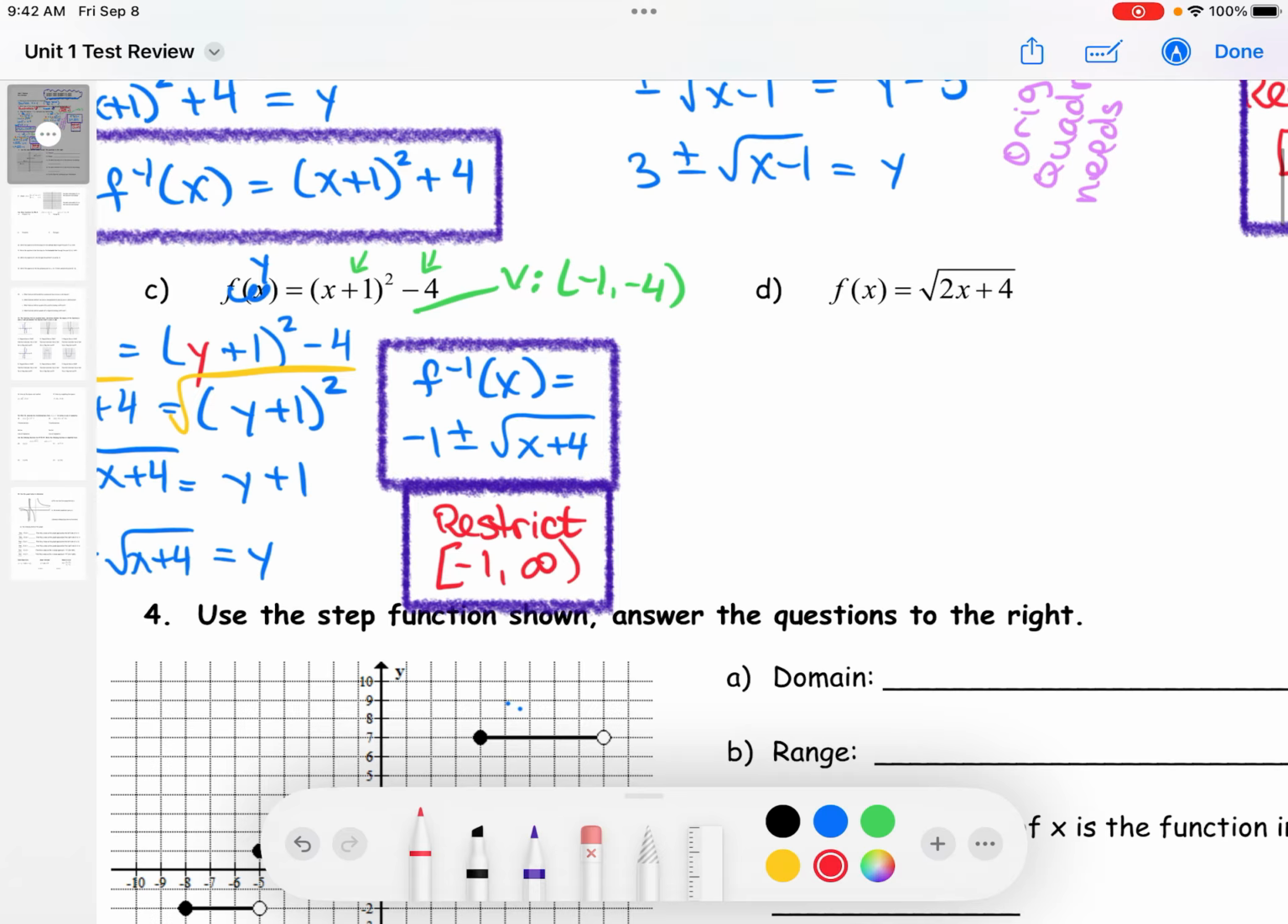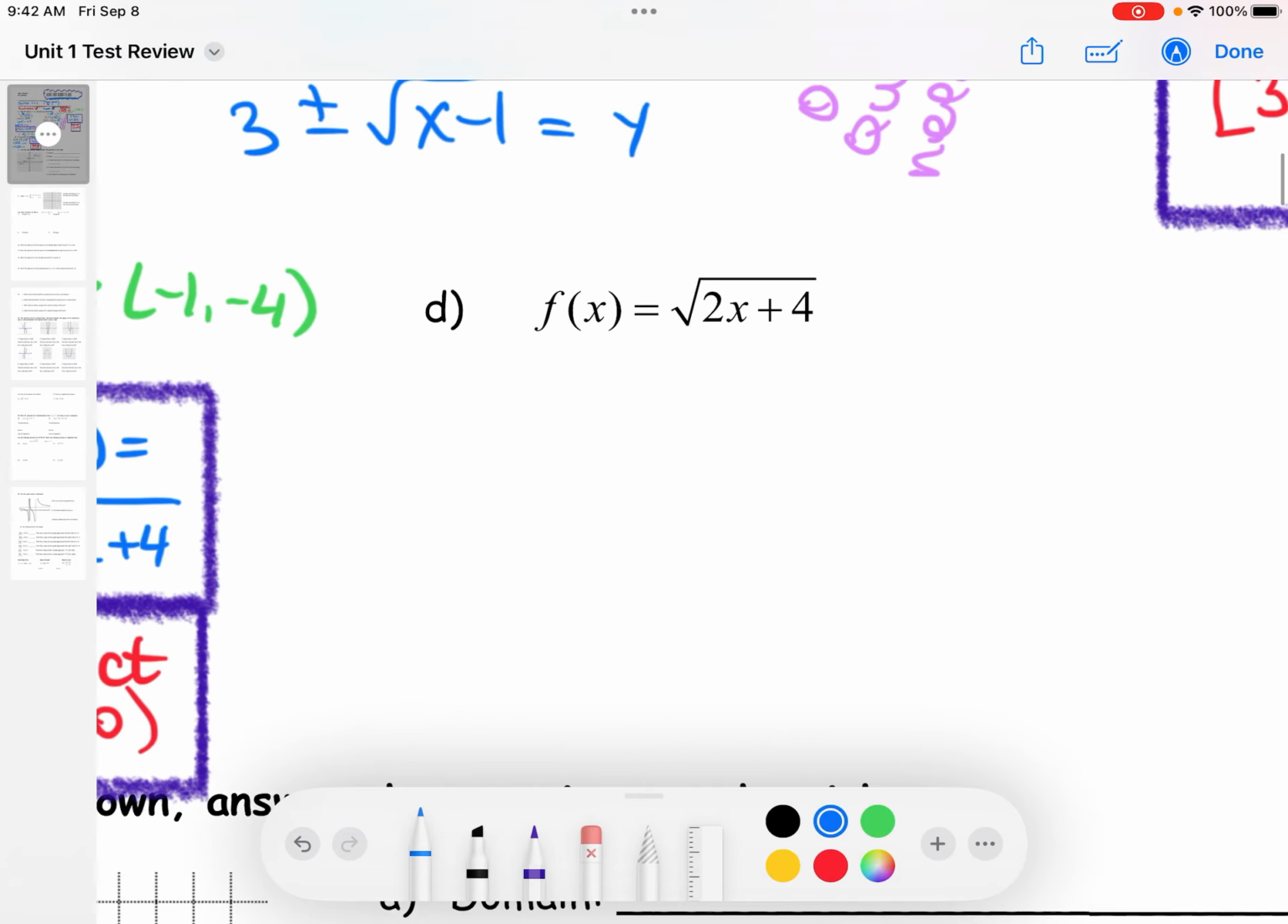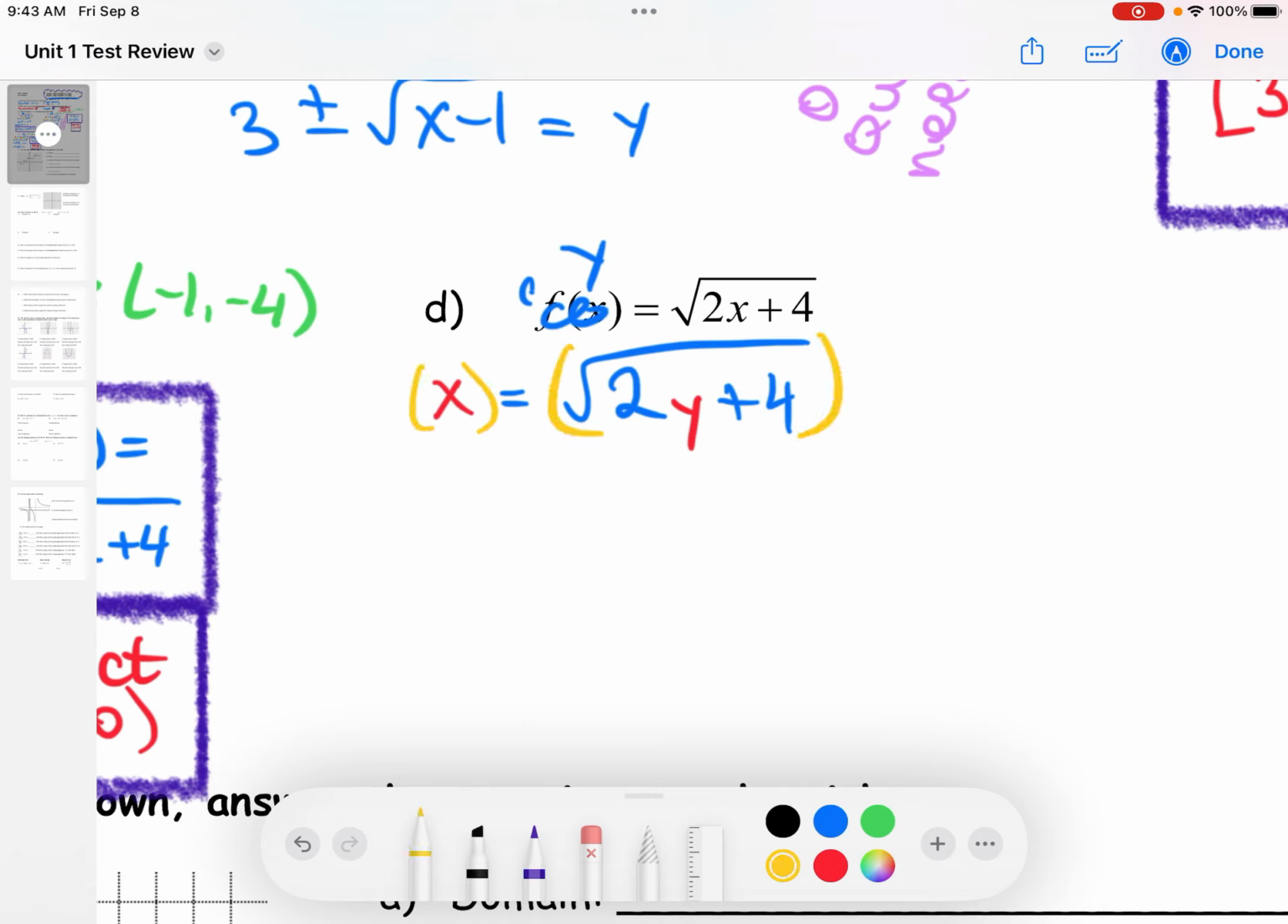Now, let's check D. We start with y equals square root of 2x plus 4. Finding the inverse, switch x and y. X equals square root of 2y plus 4. To solve this, the entire right-hand side is under that radical. So to undo any of that, we would need to square both sides.